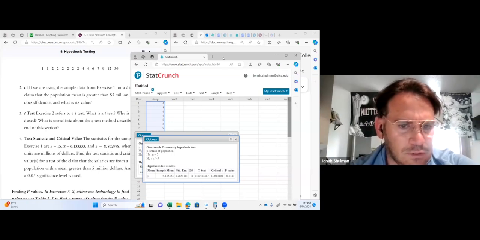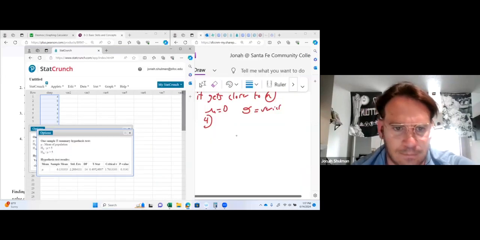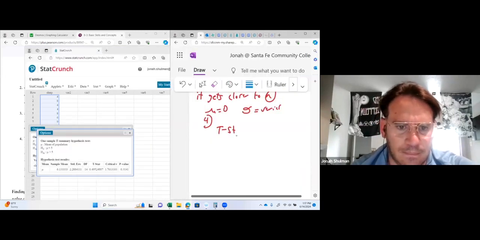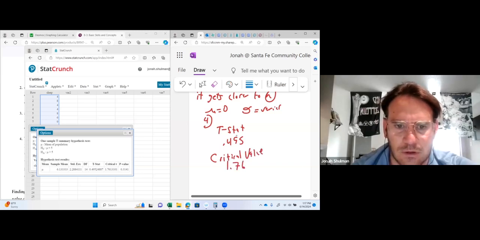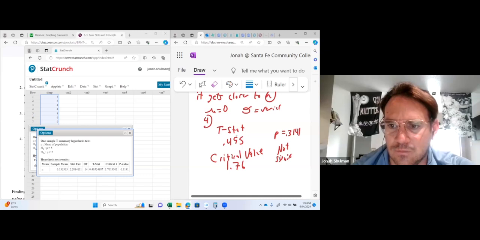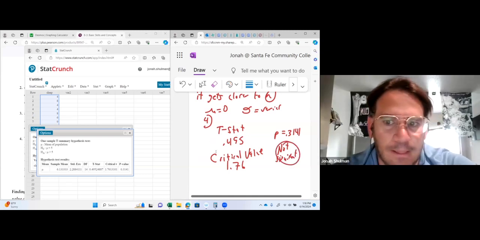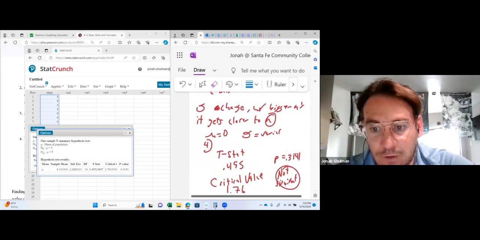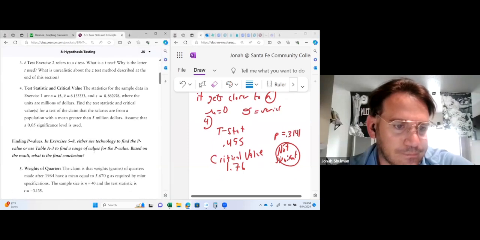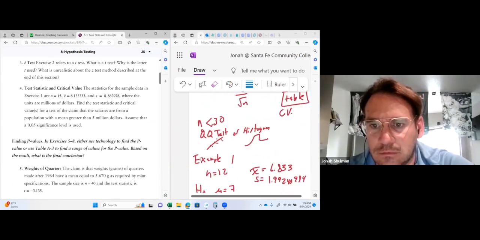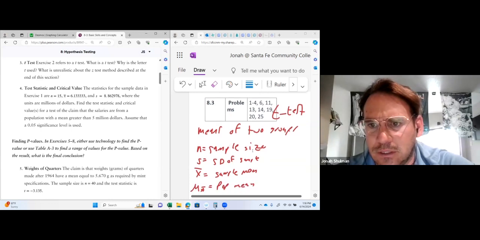So what did they want? Find the test statistic and critical value. Okay, so your test statistic is 0.495, our critical value is 1.76, and our p-value is equal to 0.3141, not significant. So we will fail to reject the null. Everybody's salary is going to be around 5 million. That's what it means. All right, that's 1 through 4. Let's look at 6, 11, and 13.